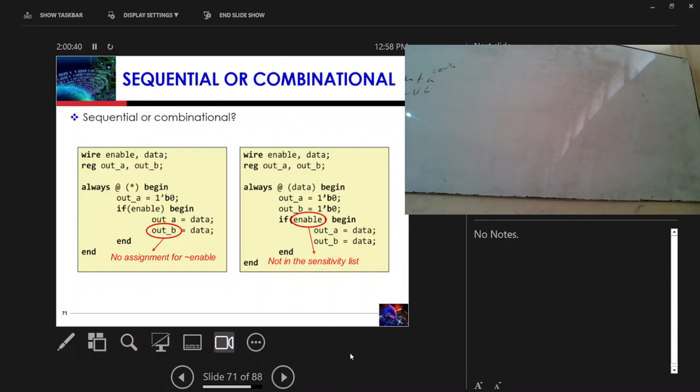Right? Now look at out B. Does out B remember or not? It remembers. Why? Because when anything changes, it doesn't reset it. When anything at all changes, it will come and check. If enable is high, that's when it will assign the value. But what if enable is low? It will remember, to maintain the value. It will maintain the value, it will remember, right? So in this circuit, out A is combinational logic, out B is sequential logic.